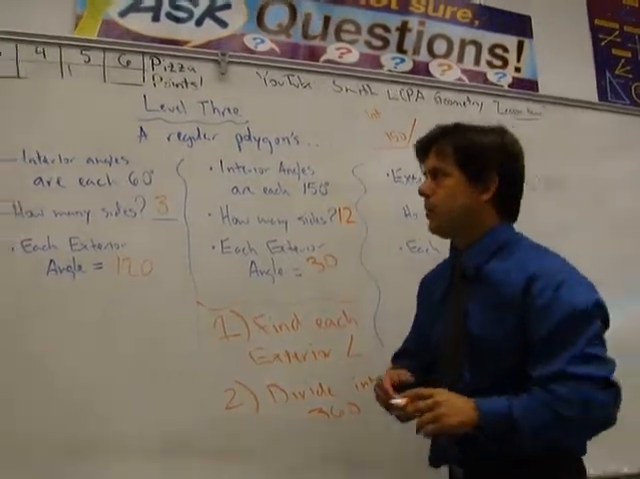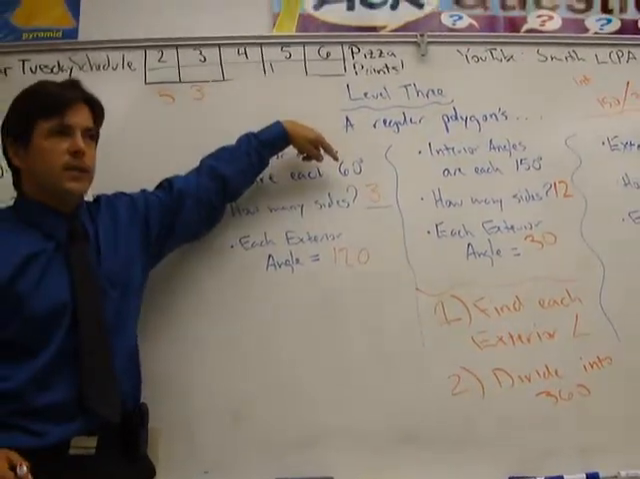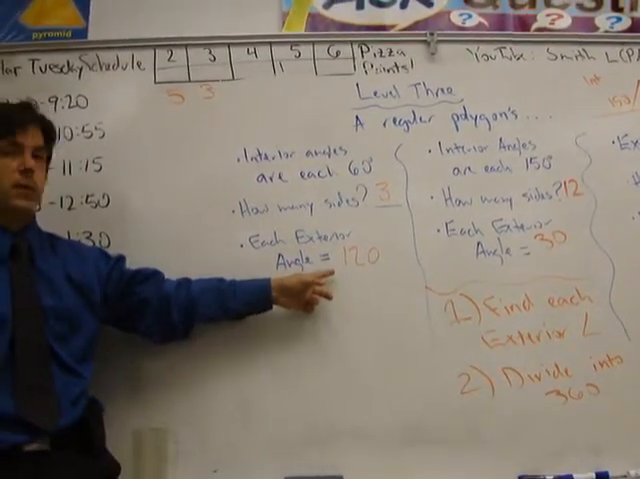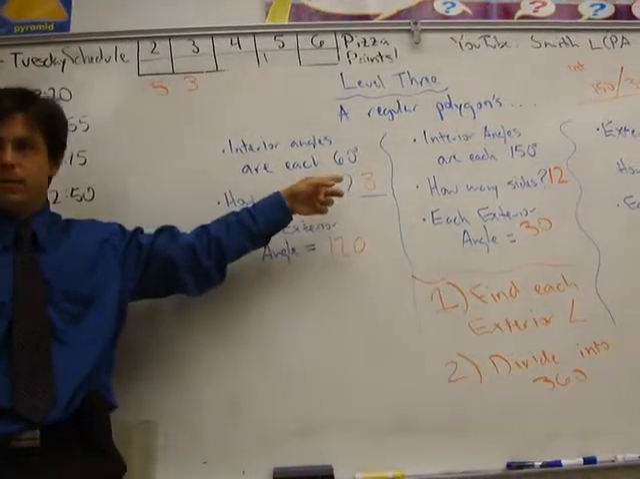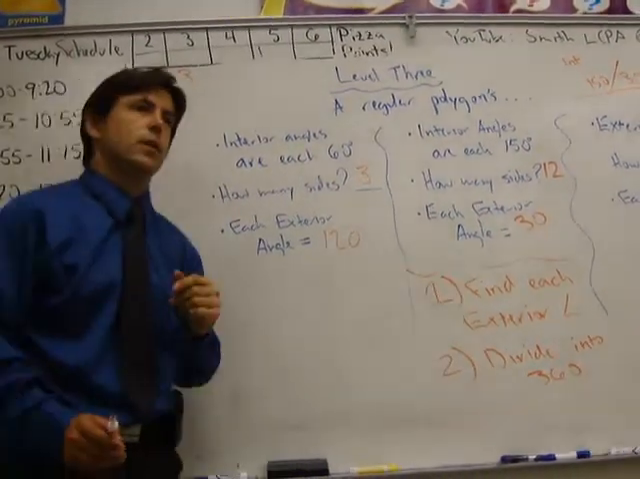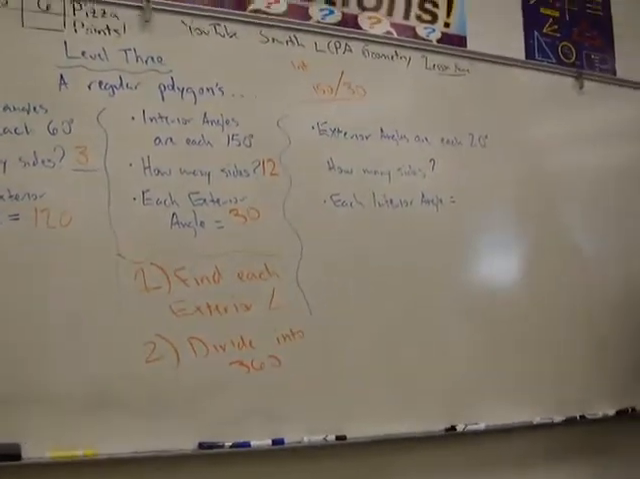Let's back up to the first one, because I know this isn't how we did it, but it would work great. If the interiors are 60, what would the exteriors be? 120. How many times does 120 go into 360? 3. You get how it works? 2 steps and you can solve any of them. So it turns hard problems into easy problems. That's what I love.